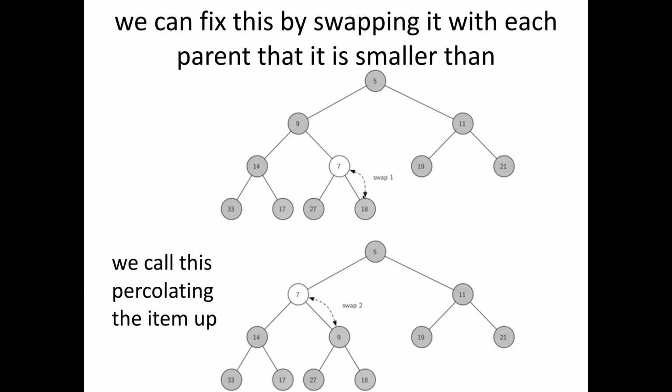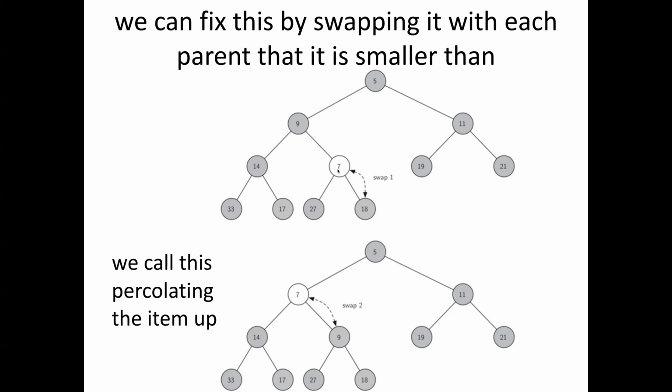Are you done yet? After this swap, you compare 7 to 9, its parent. Oh, it's still smaller, so you swap again. And you compare 7 to 5. That's okay because it's bigger than 5, so it stays as is. This process we call percolating the item up, or sometimes swim up. So you insert at the bottom of the tree, which corresponds to the last element in the list, and then you just percolate up.